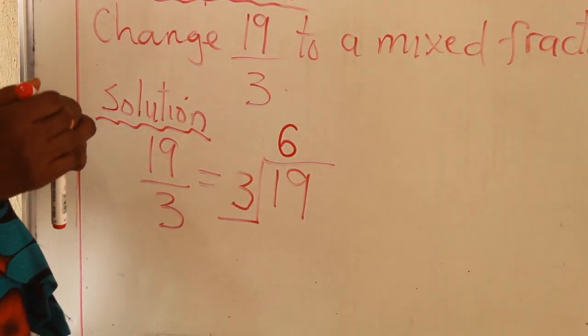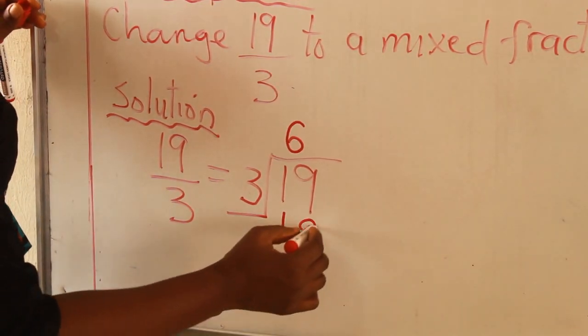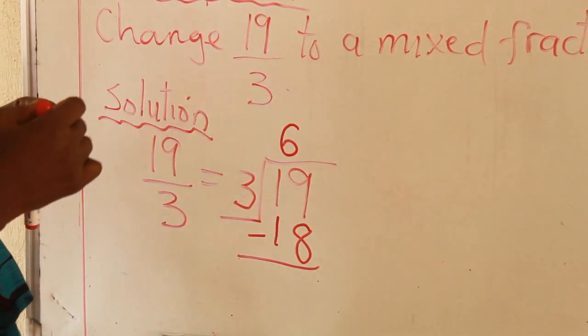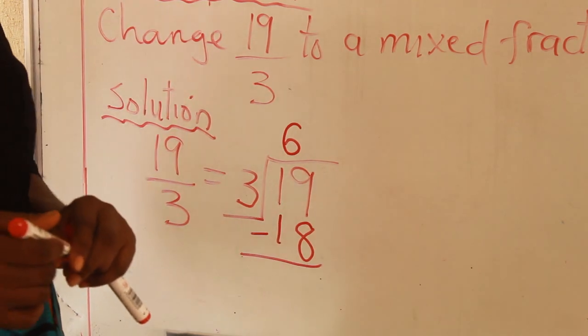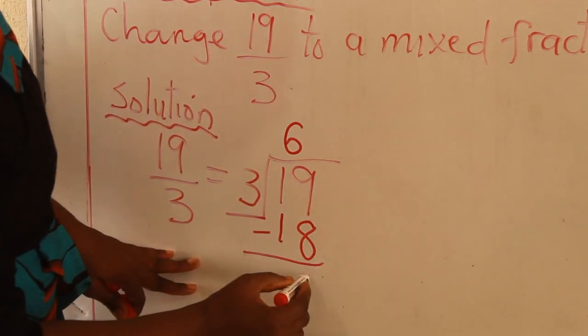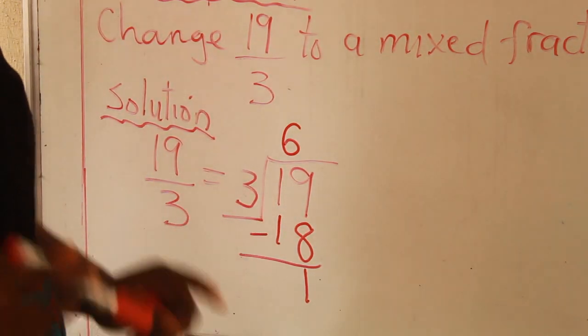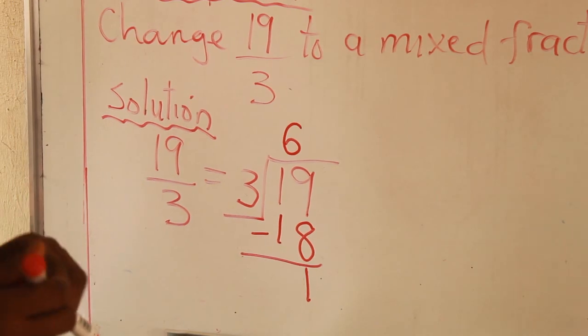So what is 6 times 3? 6 times 3 will give us 18. You put your minus sign and then you subtract. 9 minus 8 is what? 1. You put down your 1. And then your 1 minus 1, you always know that it is 0. But you will not write down the 0 here. So you look at it.